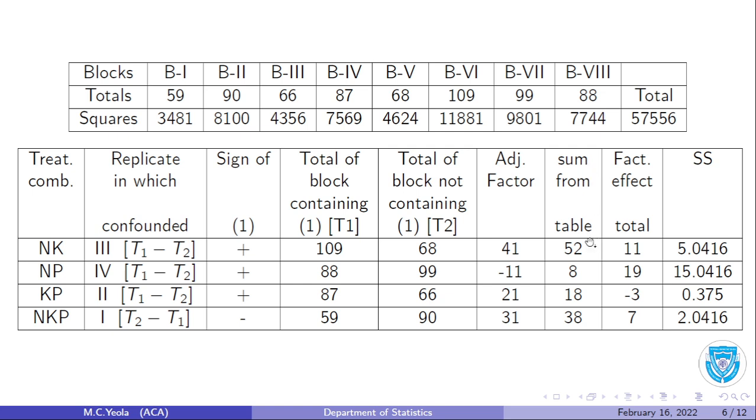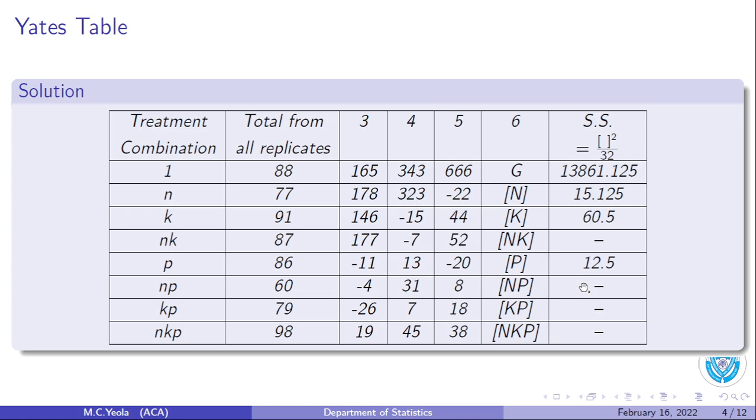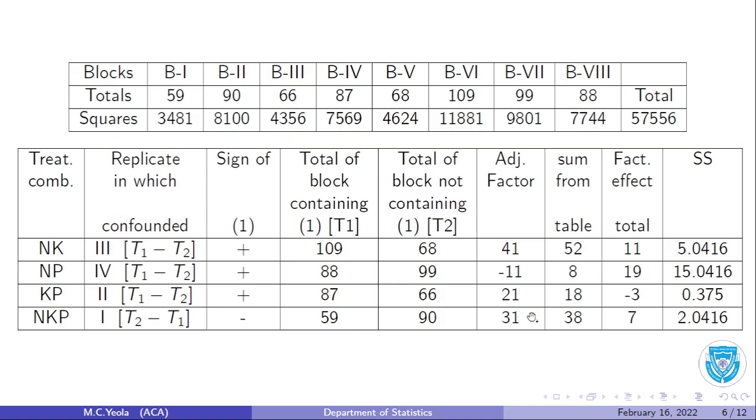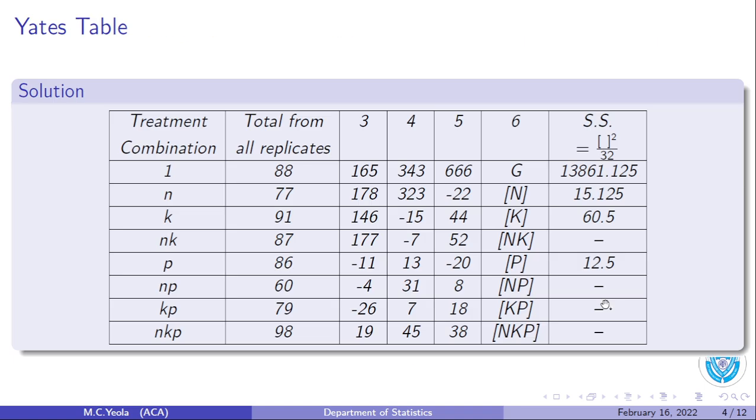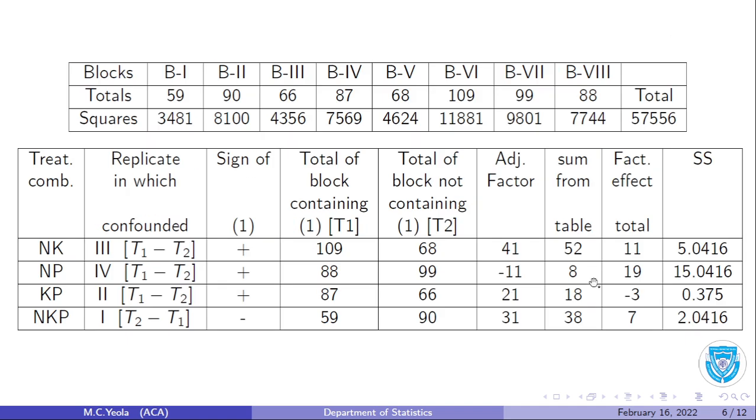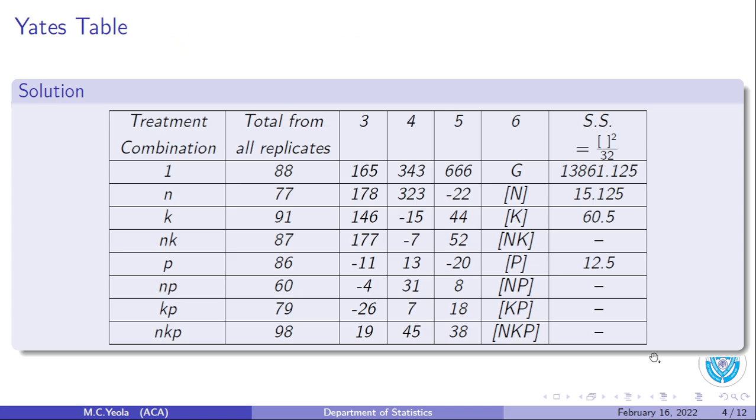Then the sum from table. The sum from table means what? Which table? This table here. Actually these values here, this Yates table. This is the sum of NK, 52 we are having. So we have taken 52 for NK. For NP, its sum in the table is 8 here, we have taken that 8. For KP we are having 18 and for NKP we are having 38. Just see, KP is 18 and NKP is 38.